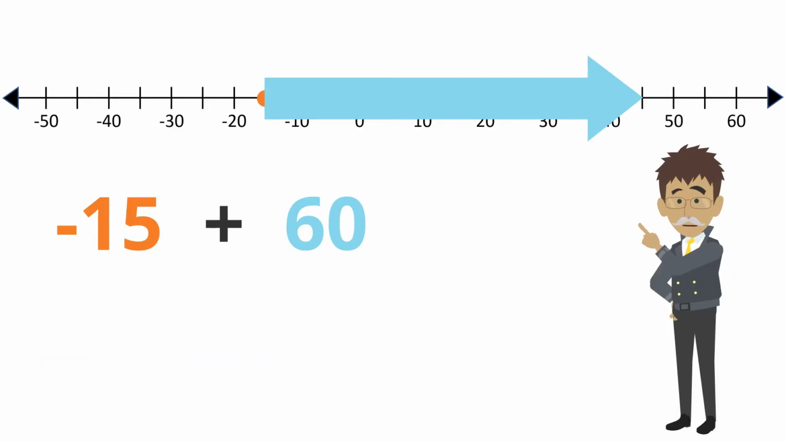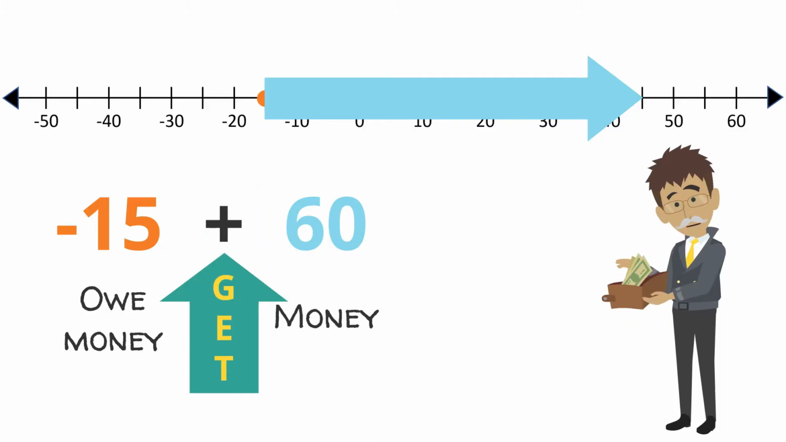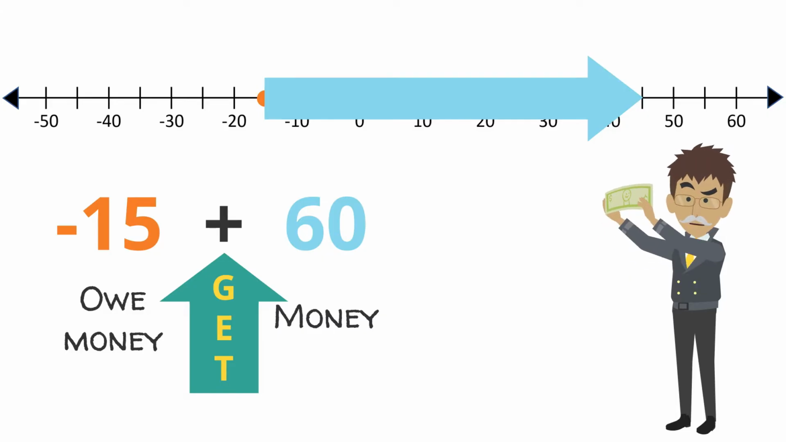The thinking here is that I owe $15 and I receive money, $60. I always pay my debts first, so the amount of money I have is what is left over after I pay back the bank. Since my debt is less than $60, I should have some money left over.